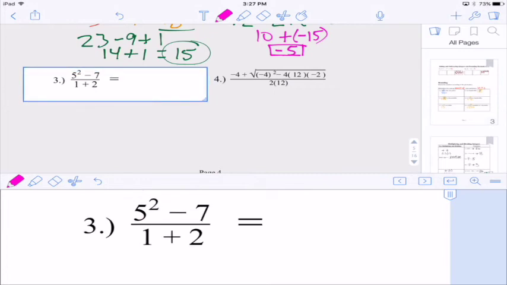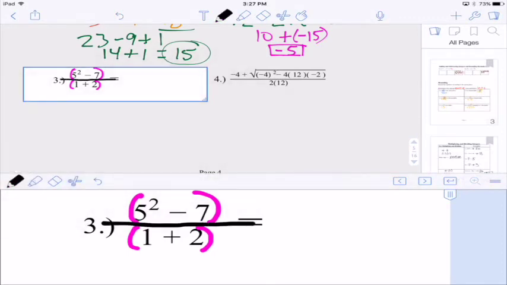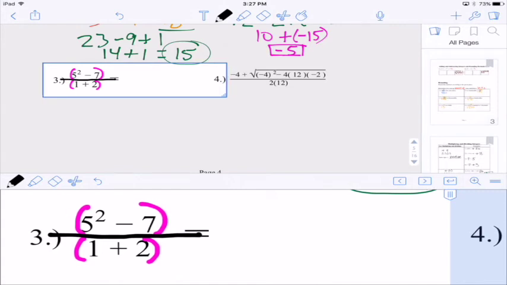Next, there are some hidden parentheses in number 3, which you may not know are there, but because of this big fraction bar or division sign, remember those are the same thing, this numerator is all in parentheses. We need to do that whole thing first. This denominator is also in parentheses. That big fraction bar makes understood parentheses. So we need to do the 5 squared minus 7 first. So of that, we have 5 squared, which is 25.